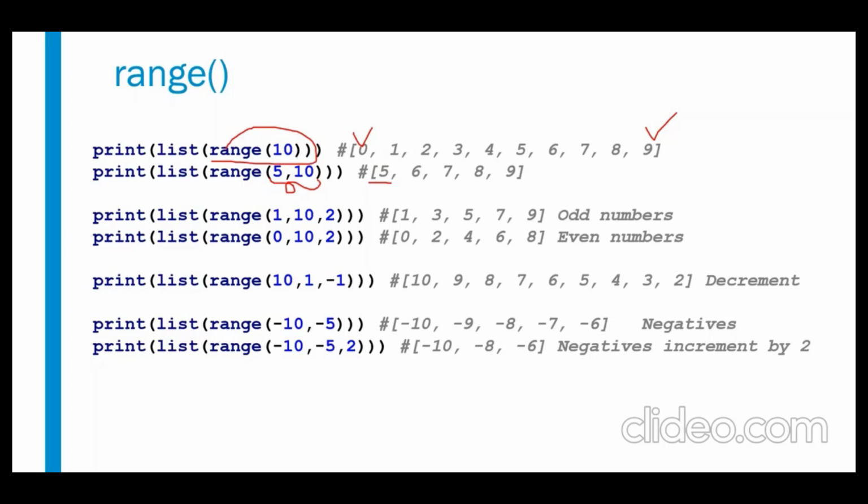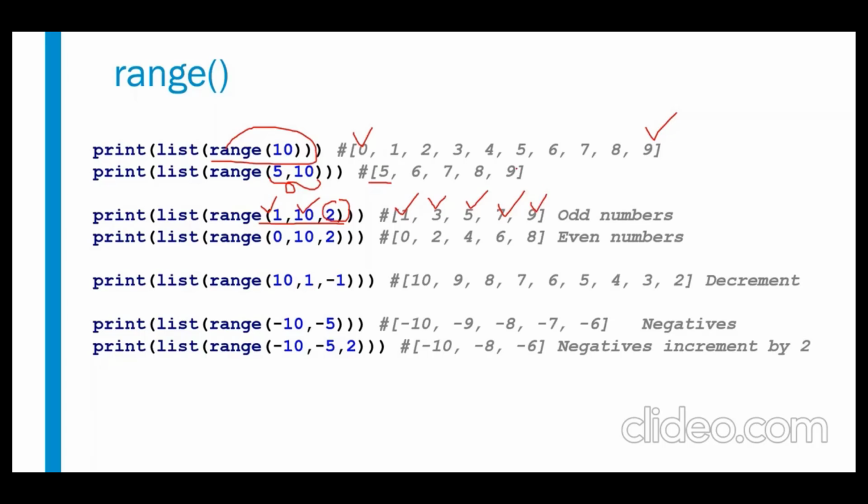For example, if I want to print only odd numbers between 1 and 10, I can say 1, 10, 2. Here 1 is the starting value, 10 is the ending value, so it will go till 9, and 2 is the increment value. Every time how much we need to increment is the third parameter. First it will print 1, then increment by 2 to become 3, then 5, then 7, then 9. So 9 is the last number.